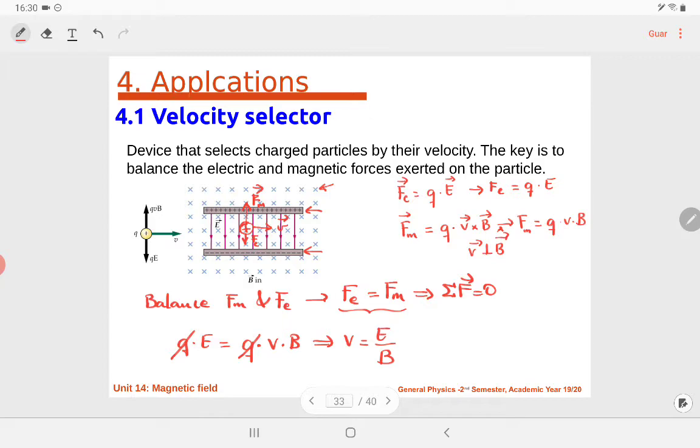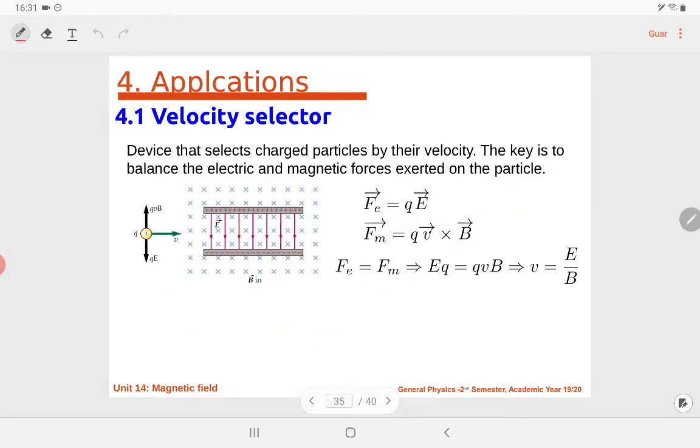Okay, so just for those particles that have this velocity, the magnetic force and the electric force cancel out, and the charge just moves through this region without noticing that there is any electric field or magnetic field, because it will not suffer any net force. Okay. So this is what we have here written.